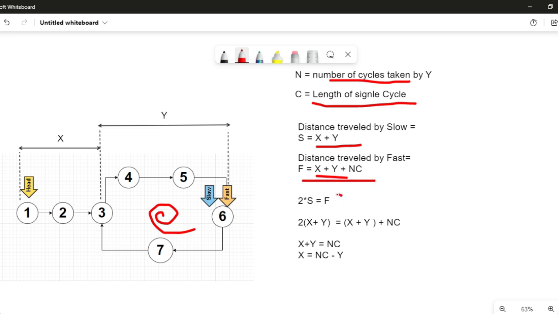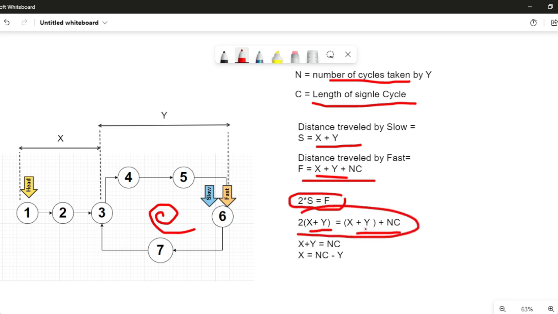And now we know that we are moving the fast pointer twice as fast as the slow. So whatever is the distance traveled by the slow, fast will be equal to twice of that. Okay, so now we have this x plus y, which is the distance traveled by the slow, and x plus y plus nc, which is the distance traveled by the fast. And now we have this equation.